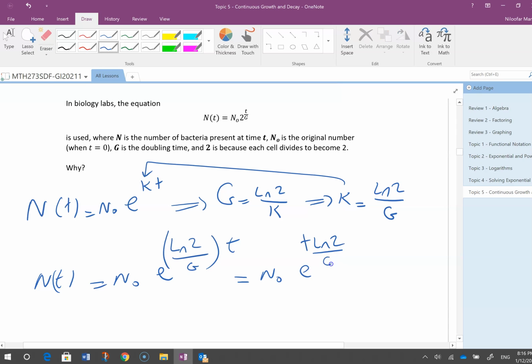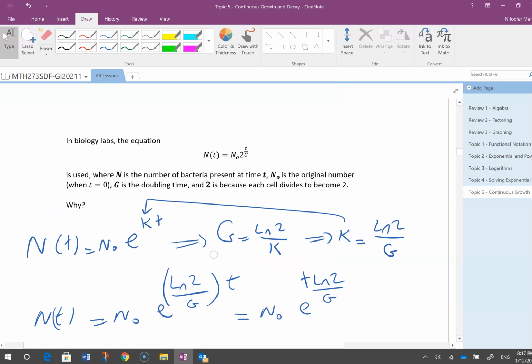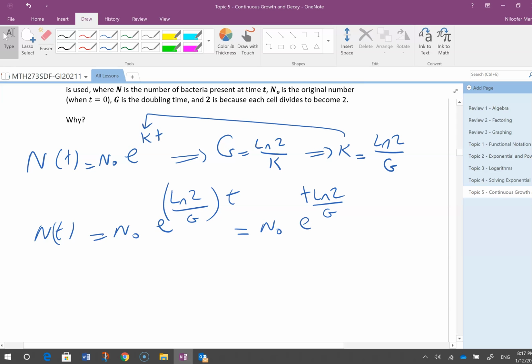Yes, I can have t beside. Do you remember that I could have, for example, r ln x, and I could say this is ln x power r, because I could have that as a power. So here I can do the same thing.